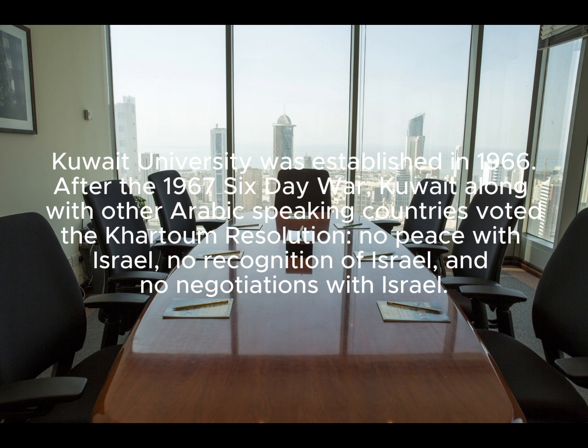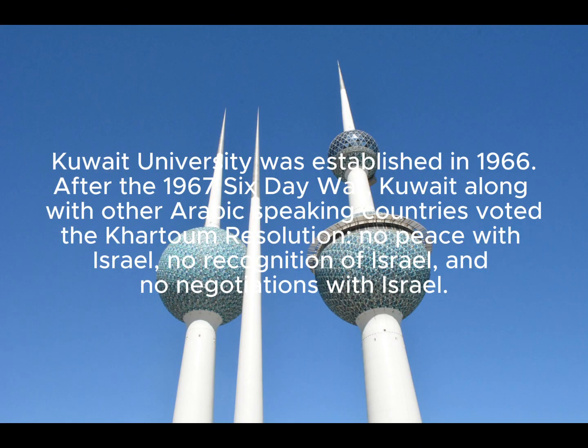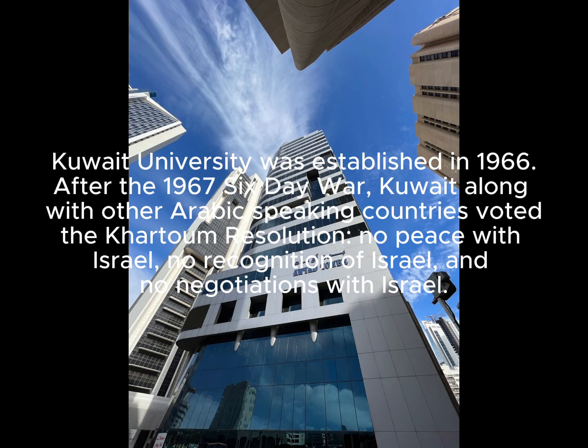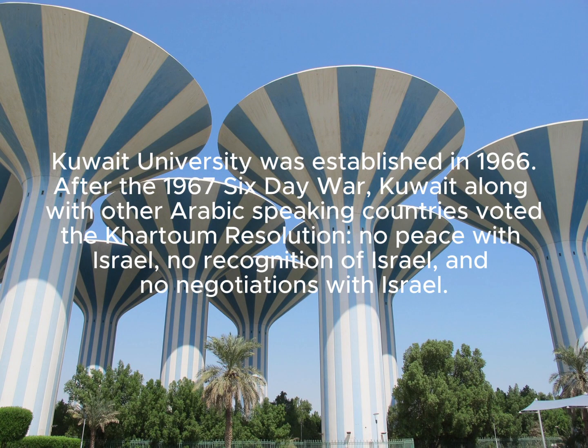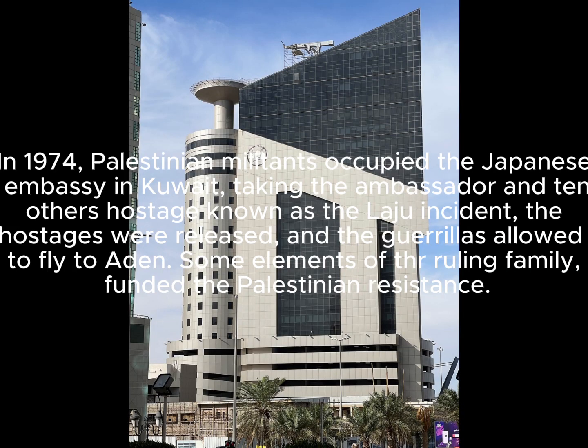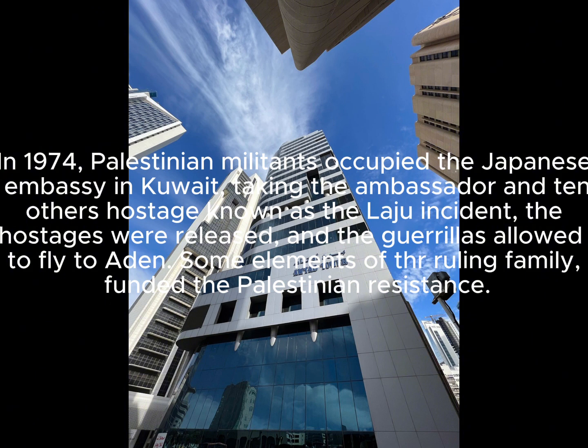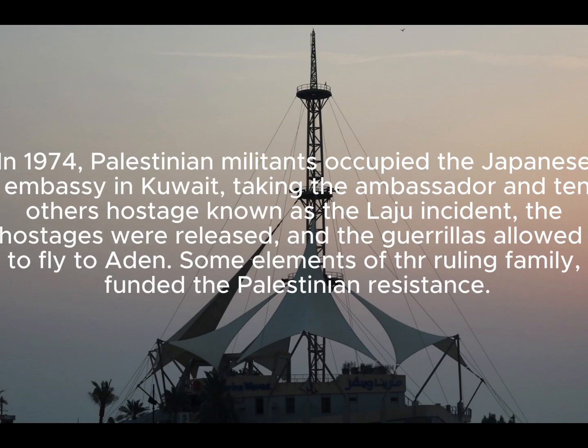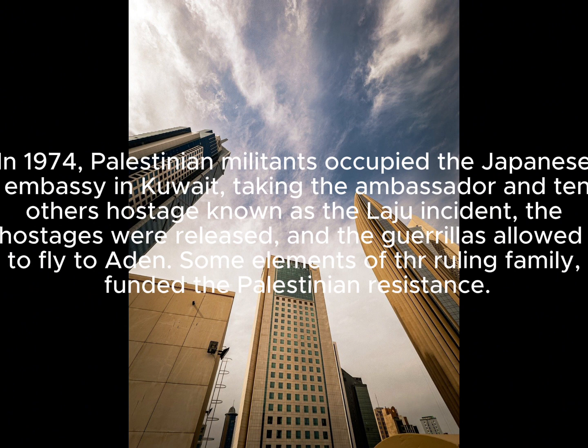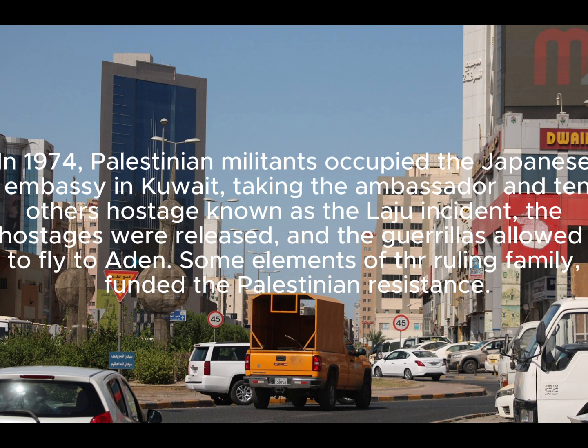After the 1967 Six-Day War, Kuwait, along with other Arabic-speaking countries, voted for the Khartoum Resolution: no peace with Israel, no recognition of Israel, and no negotiations with Israel. In 1974, Palestinian militants occupied the Japanese embassy in Kuwait, taking the ambassador and 10 others hostage, known as the Japanese embassy incident. The hostages were released and the guerrillas allowed to fly to Aden. Some elements of the ruling family funded the Palestinian resistance.